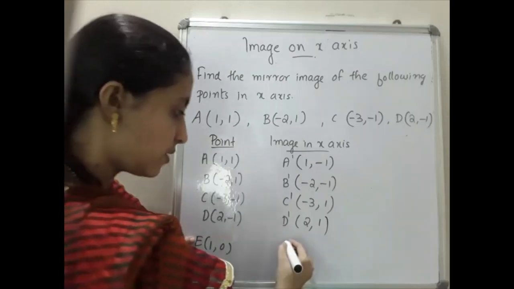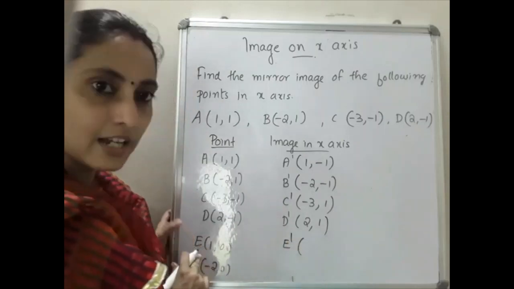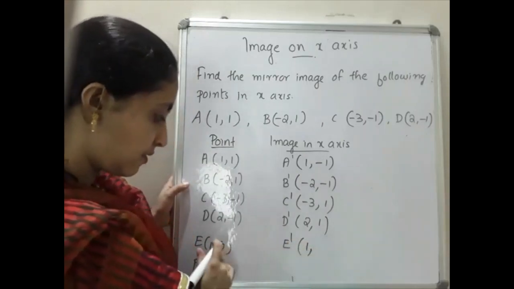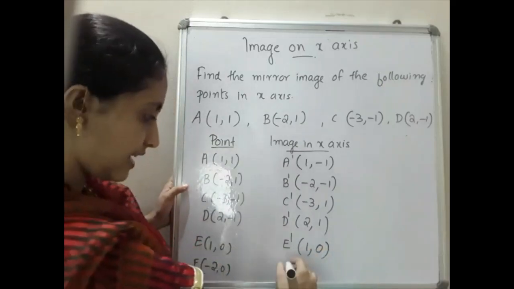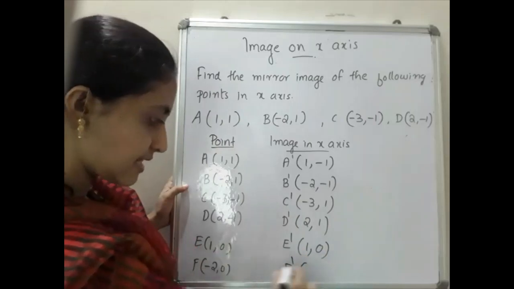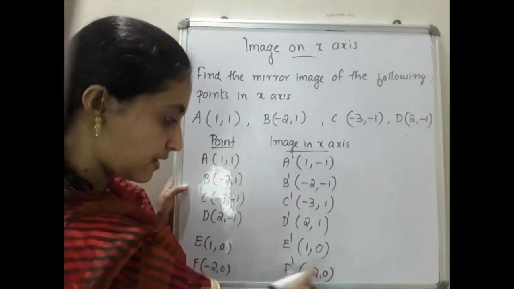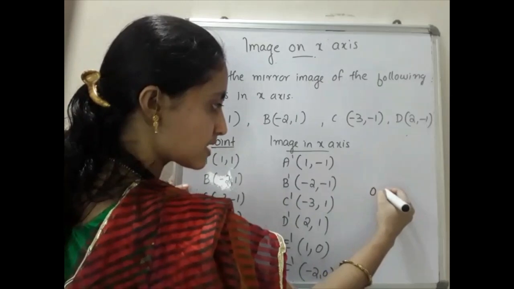Then can you say what about E dash? E dash also likewise, is it? X coordinate same, y coordinate negative. Negative 0 is not there, so you have put 0 itself. Then F dash, what is the answer? Same, is it? Minus 2, 0. Then what about it? It is 0, 7.